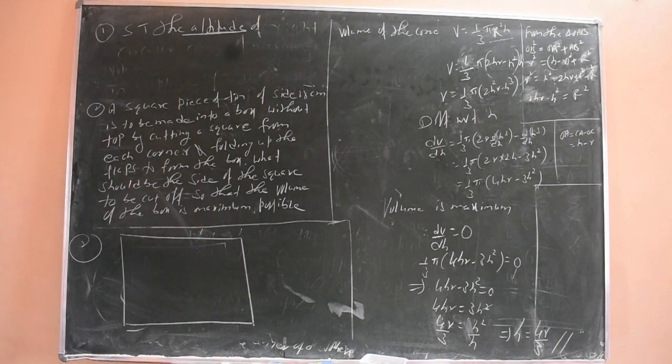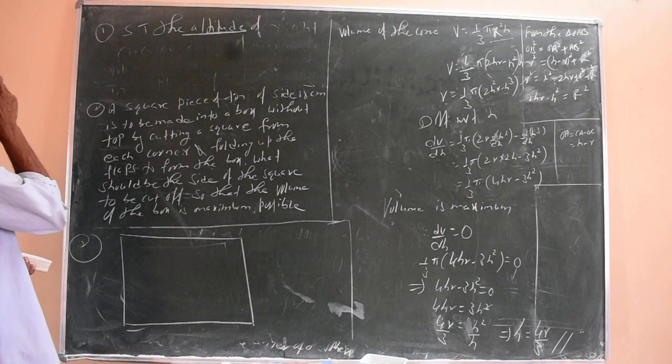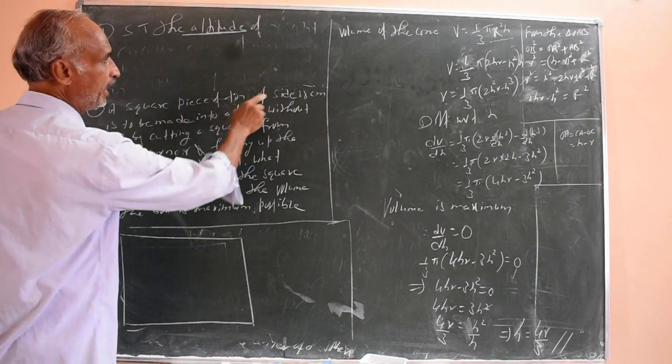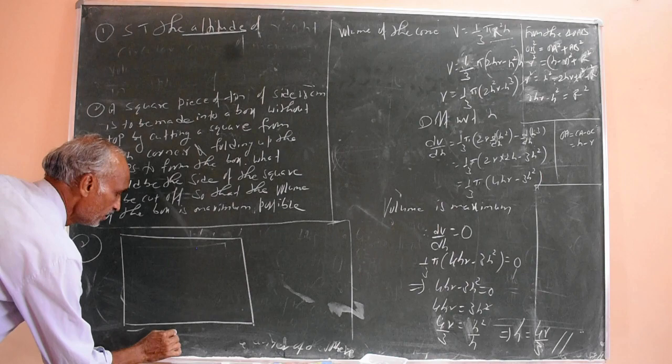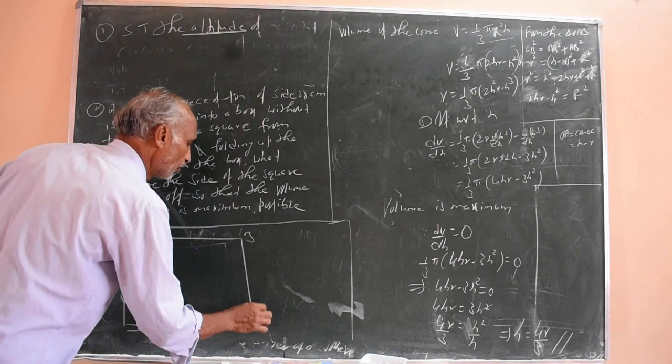Here is a square piece of tin of side 18 centimeter. A practical problem. You can use this particular problem in real life also. A square piece of tin of side 18 centimeter. So this is the 18 centimeter. Let us take the square piece of tin.